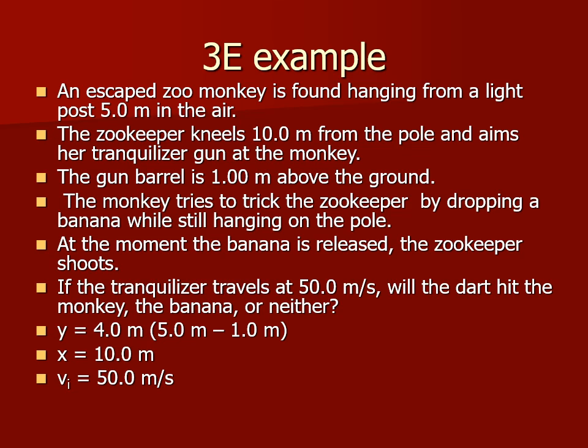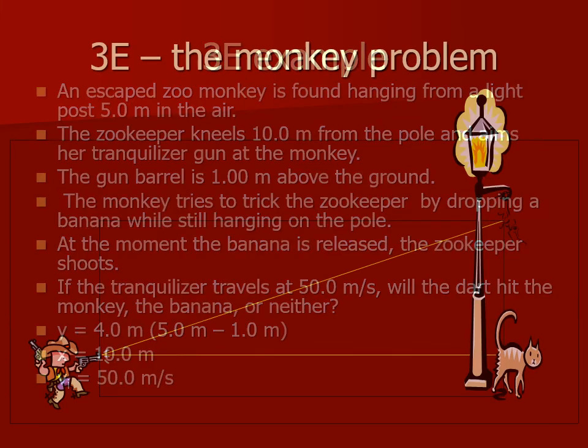So what do we know? Well, we know delta y. Delta y is 4 meters because the monkey's at 5 and the gun was at 1 above, so the difference being 4, so that's the height the dart is concerned with, if you will. The range is 10 meters. That's how far the dart has to travel horizontally in order to hit something. And we know the initial velocity is 50 meters per second. This is all typed, so I don't have to write anything.